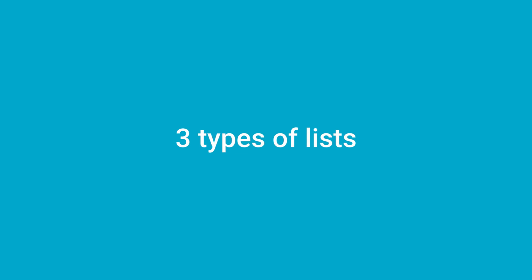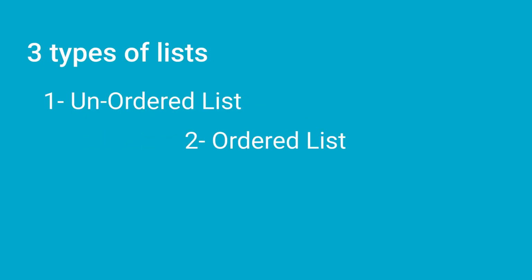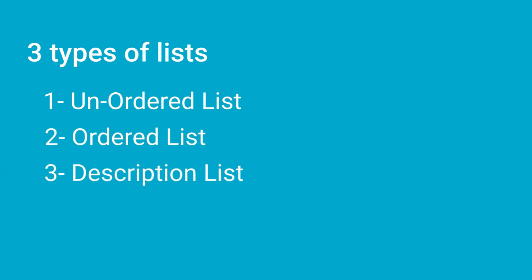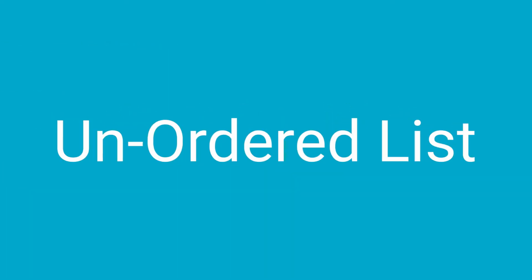So there are 3 types of lists. The first one is unordered list. The second one is ordered list. And the third one is description list. Each type of list has a specific purpose and meaning in our page. However, in this video, we will only cover 2, which are considered the most used. These are unordered list and ordered list. So let's start first with the unordered list.